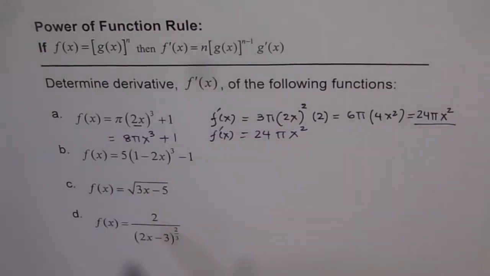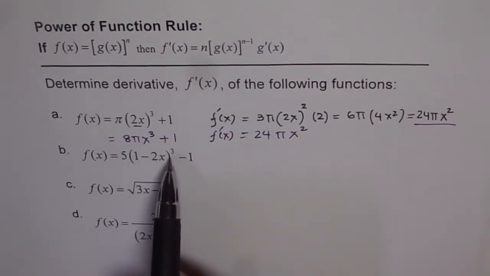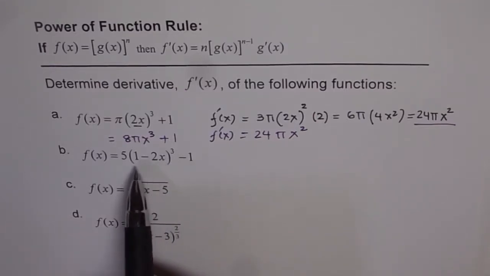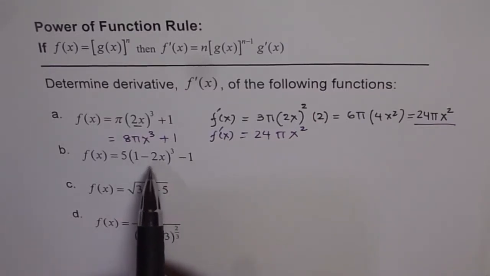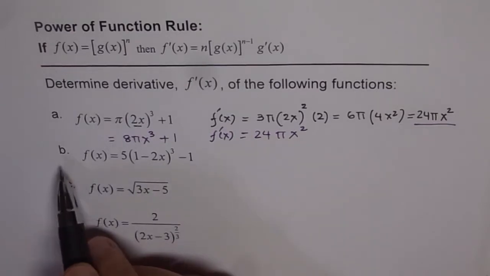Now this was an easy case, we could expand it and do it. But if we have something like 1 minus 2x to the power of 3, for that matter to the power of 5, then it will be difficult to always expand the function inside. Therefore this rule becomes very handy. So let's apply this rule now to part B.